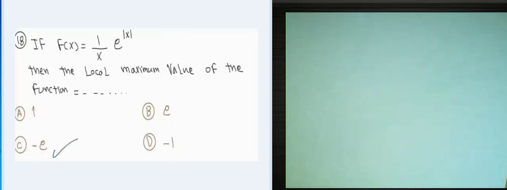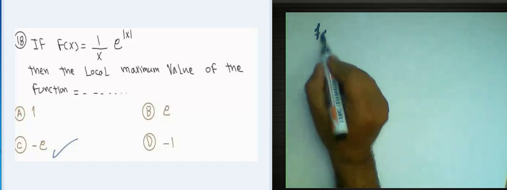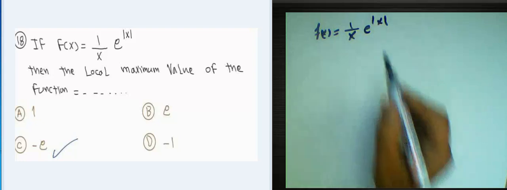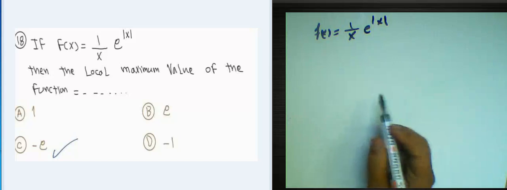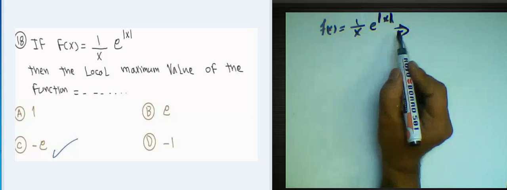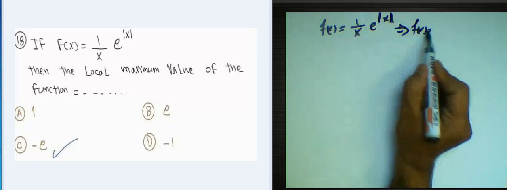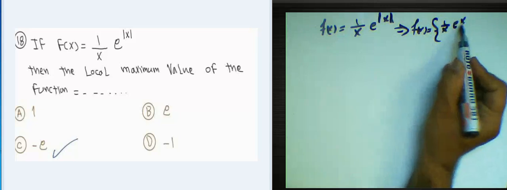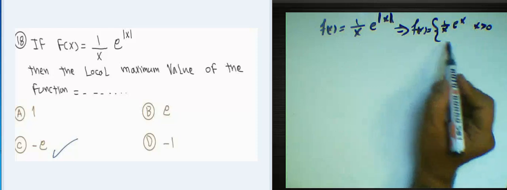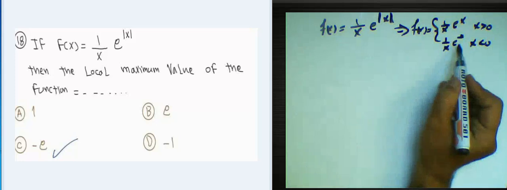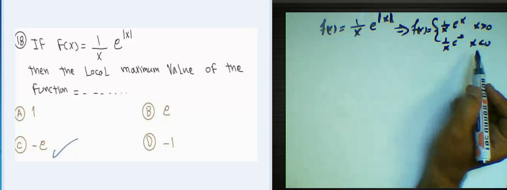Question 18. If f(x) = (1/x) e^|x|, then the local maximum value of the function equals what? We can replace this function by its definition. Write (1/x) e^x when x is greater than 0, and (1/x) e^(−x) when x is less than 0.